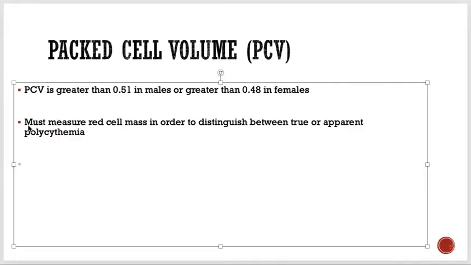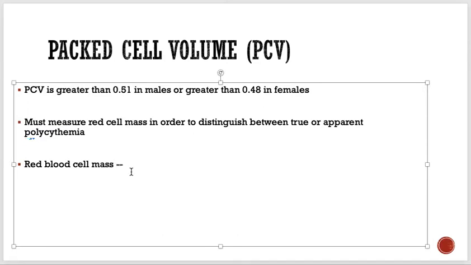Simply, when the RBC mass is the same but plasma is decreased, of course we take the percentage and say the packed cell volume is increased. So that's why apparent polycythemia is simply due to reduction in plasma volume rather than increase in red blood cells. A very easy way to explain that. So in apparent polycythemia, there is reduced plasma but the normal mass of red blood cells. Now, how do we measure red blood cell mass?